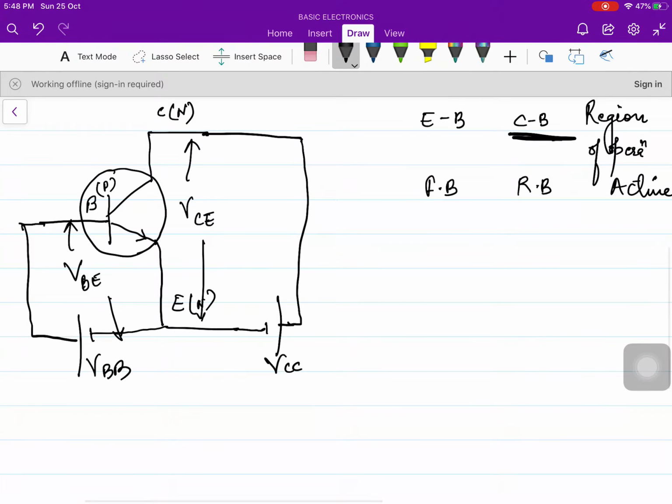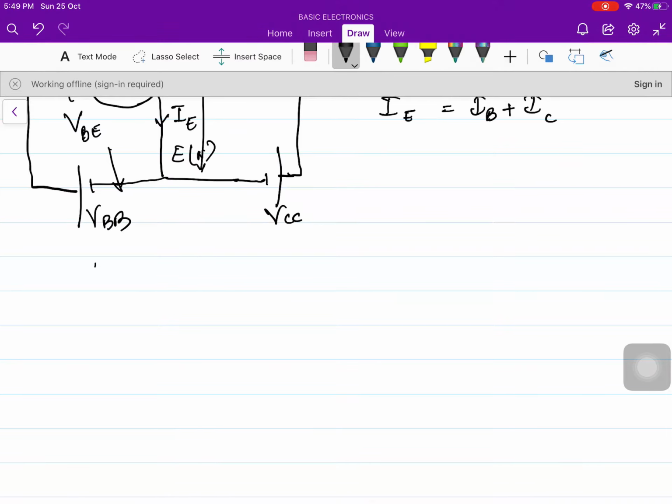Alright, now draw the directions of current also. One current will always be shown to you, that is IE. Now draw the two currents in such a way that they satisfy the transistor current equation, which is IE equals IB plus IC. So IE you have already drawn, IB would be like this, and IC will be like this. So this is the direction of currents.